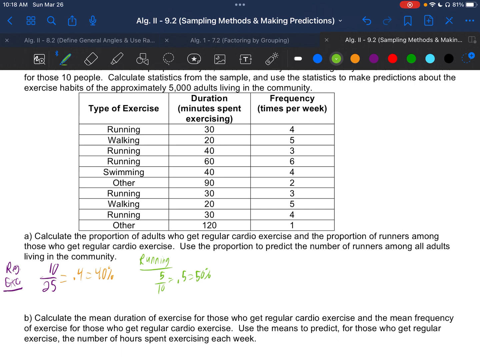So now we're supposed to use the proportion to predict the number of runners among all adults living in the community. So if you have 5,000 total adults, well, we first have to narrow it down before saying, well, 50% of those run. No, not true. Only 40% of those exercise regularly. So we'd have to first multiply by 0.4, or 40%. It's the same thing, because 40% of the 5,000 exercise regularly. So that gives us 2,000 that exercise regularly.